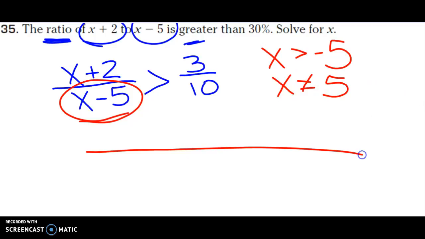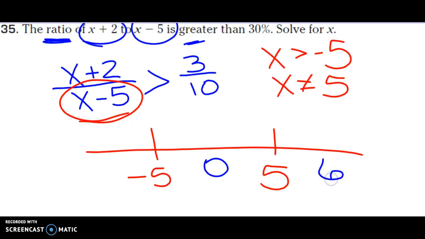So we make our number line. Here's one at -5. Make another number at 5. Let's pick a number in between all of these. I like some of these because they're going to turn into nice, easy numbers. This one won't, but whatever. Okay, so put in a -6. You're going to get -6 plus 2 is -4, and then -6 minus 5 is -11. Well, that is 4 over 11.